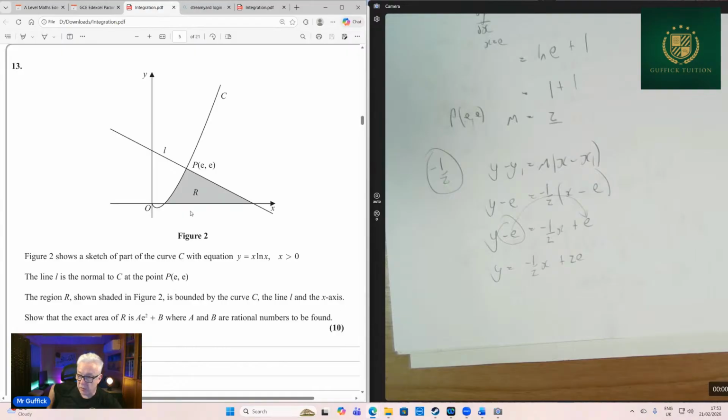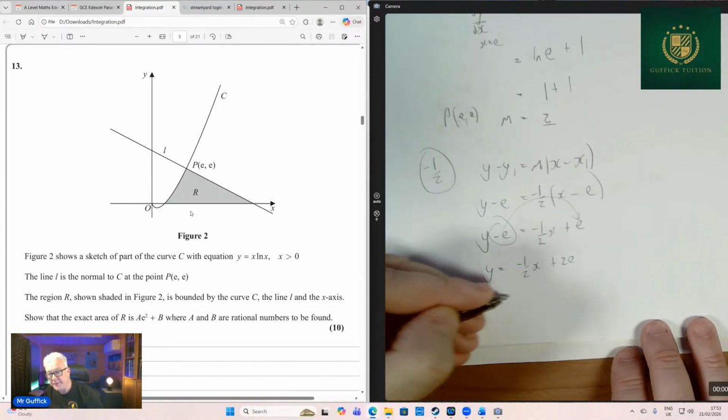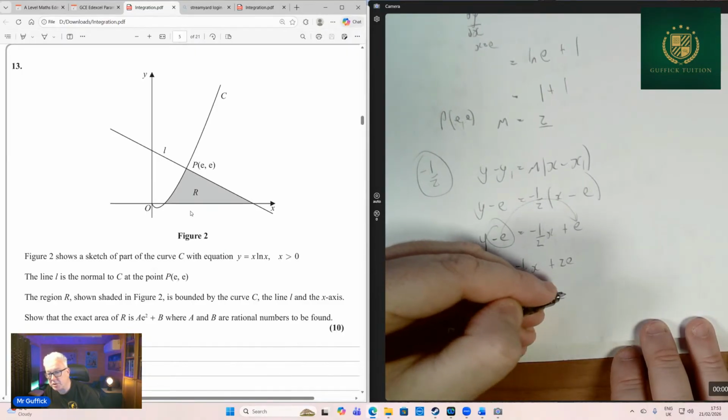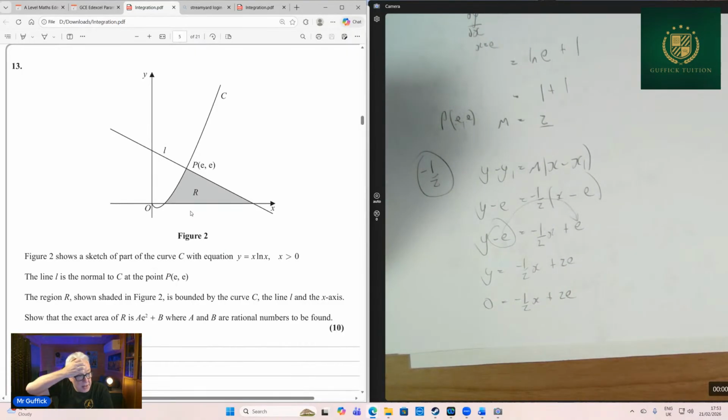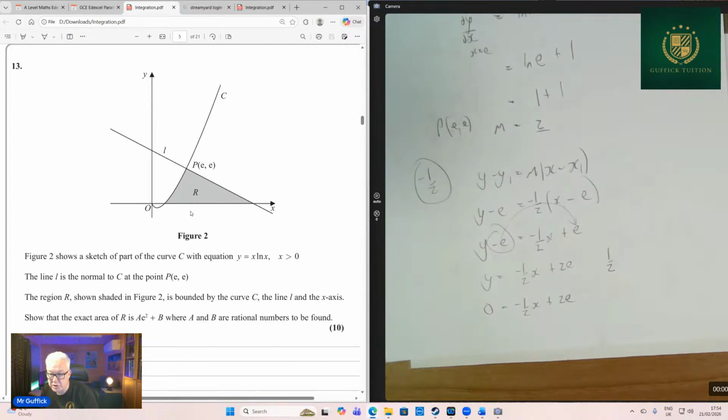So when the y coordinate is equal to 0 in this equation, we're going to have 0 is equal to minus a half x plus 2e, like that. And then we're going to take this over to the other side. So we're going to have a half, or let's just be careful.